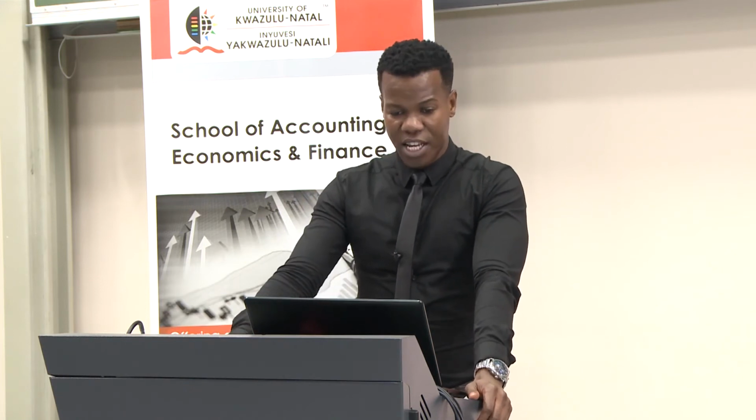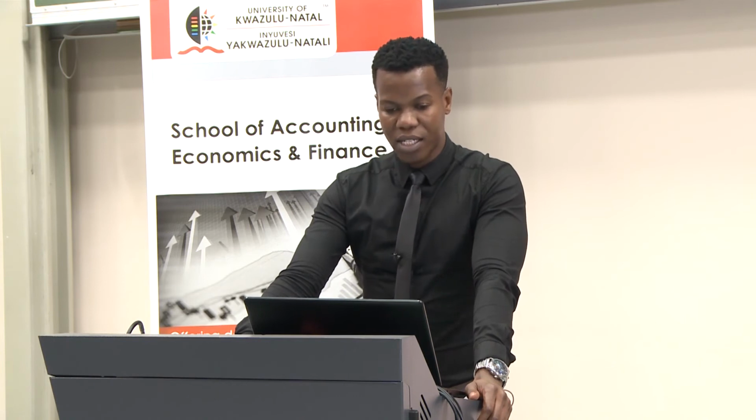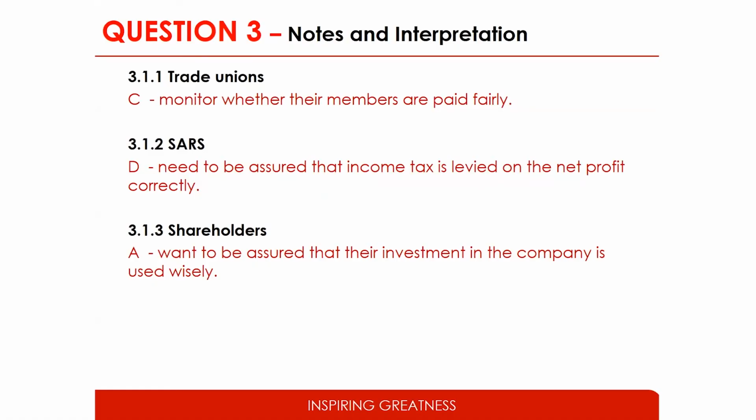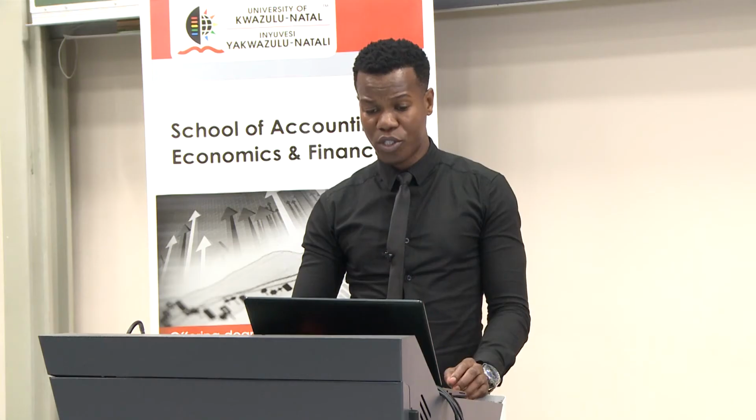Then SARS, D is the most appropriate answer, needs to be assured that the income tax is levied on the net profit correctly. You would have heard me saying that SARS makes an assessment and they tell you how much that you are owing. That's exactly their main function, because they want to collect taxes as accurately and efficiently as possible. Shareholders, they want to be assured that their investment in the company is used wisely. That is, option A is the most correct option over there.